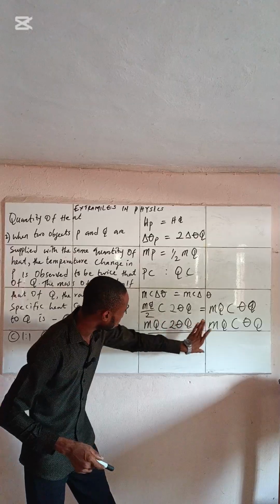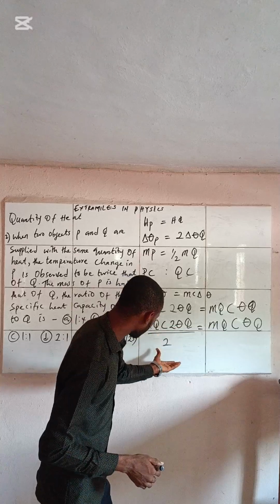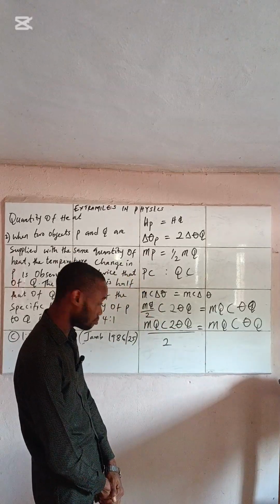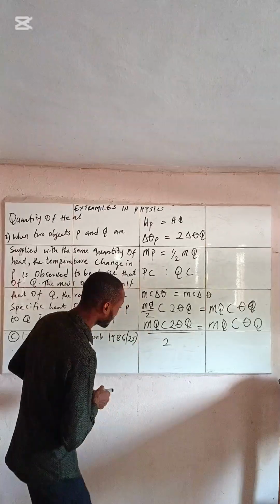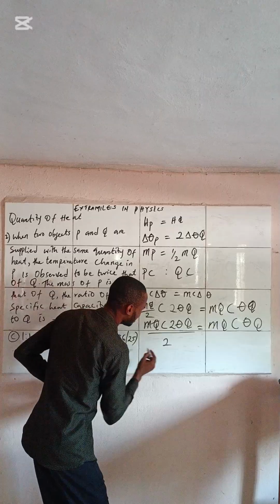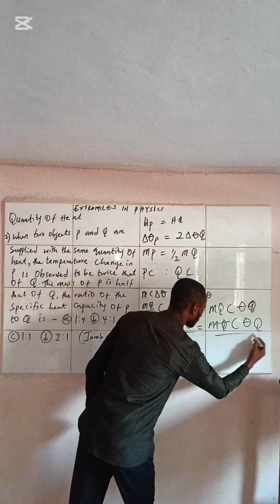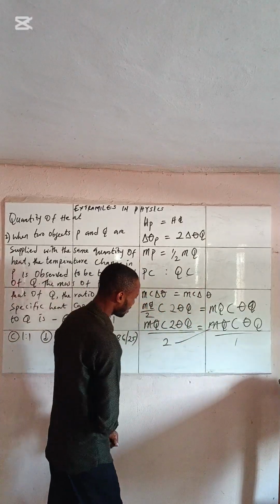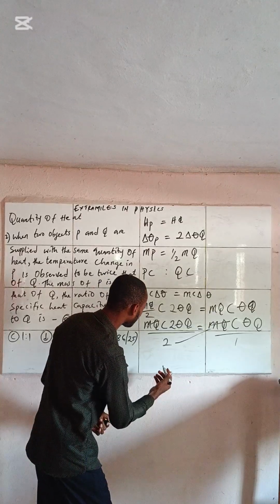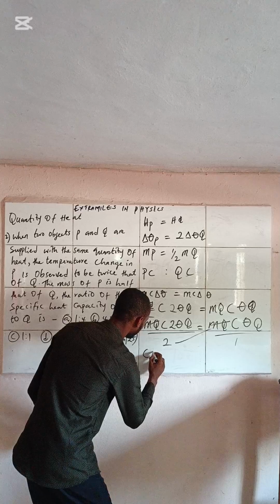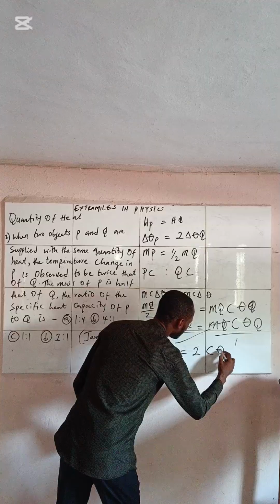Now, since this is equal to this, what it means is that like terms can cancel out. I'm seeing MQ here and I'm seeing MQ here, so this one can easily cancel out this one. Then what else can we do? We can cross multiply. Remember, here is over 1. So this can go here, while this goes here. When we do that, we have C 2 theta Q equal to 2 C theta Q.